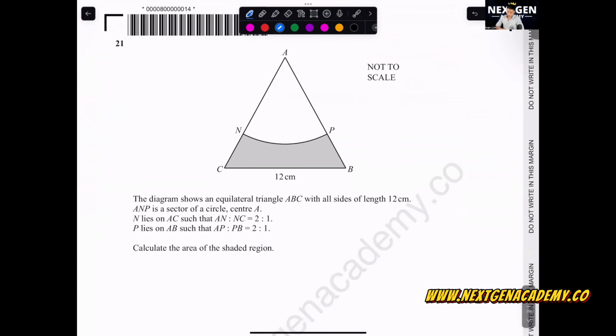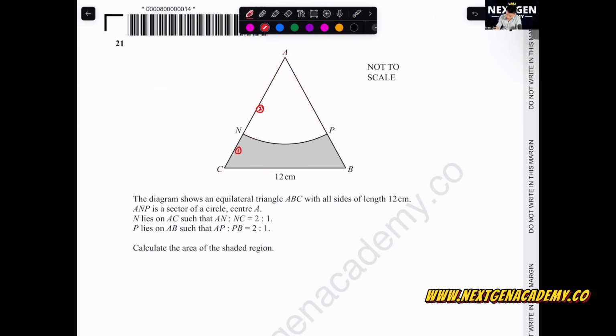The diagram shows an equilateral triangle ABC with all sides of length 12 cm. ANP is the sector of a circle, center A, and N lies on AC such that AN to NC is 2 to 1. So this one is 2 parts, 1 part. P lies on AB, same thing also, so you just need to write one of it. Calculate the area of the shaded region. The area of the shaded region will be the area of the triangle minus the area of the sector.